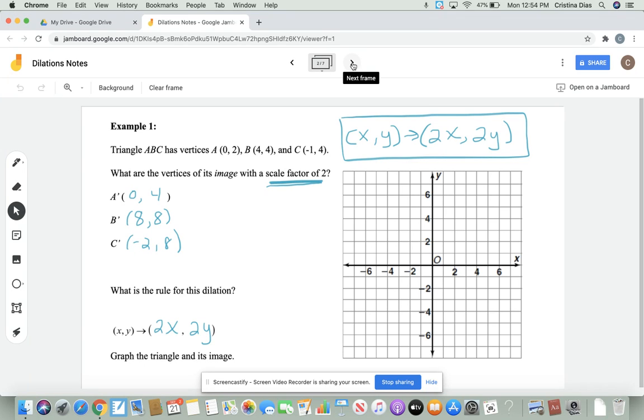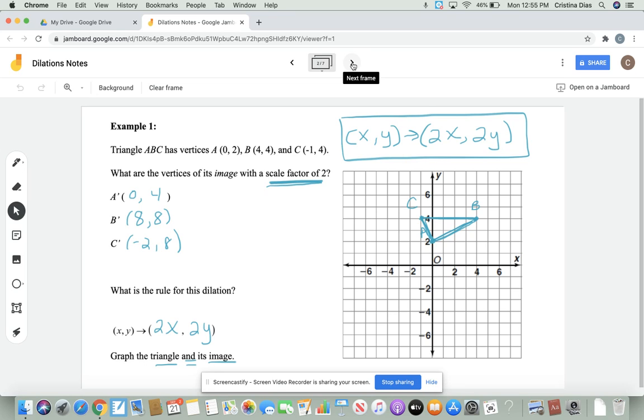So what we're going to do is graph the original and the image. So point A is at 0, 2. I'm going to label as I go. B is at 4, 4. And C at -1, 4. So connect. And you can create your drawings using Cami. You can either use the line tool or just draw with your finger, whatever you're more comfortable with.